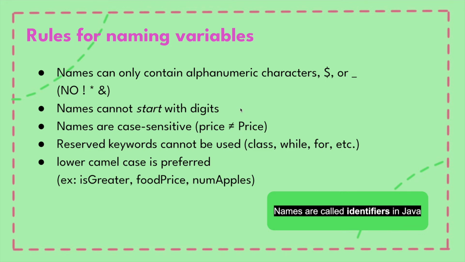Names are also case sensitive, so something like price in all lowercase is not the same as price starting with a capital P. This is especially important because you will likely be using variable names multiple times in the code.